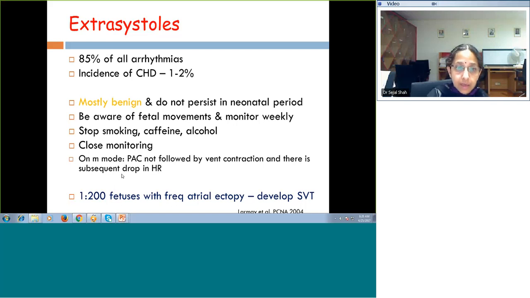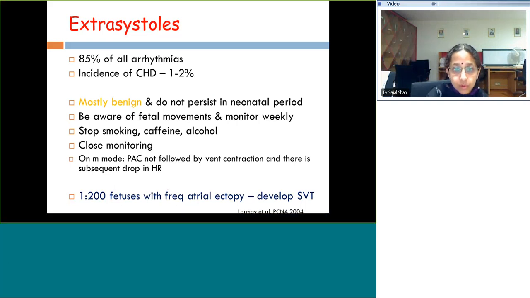Here we have to understand that on M mode, when we try to see some of the premature atrial contractions, they are not conducted, and hence you might see them as a drop in the heart rate overall. So for any bradycardia, a thought has to be given whether it is a premature atrial contraction which is not followed by a ventricular contraction, and this is consistently there. So premature atrial contraction actually comes as a differential diagnosis for bradyarrhythmia also.